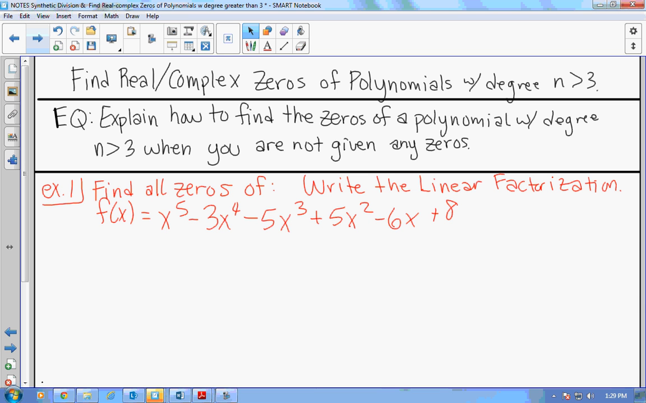Okay, we're going to find the zeros and write what's called a linear factorization. All that means is we're going to write out all the factors, and they're linear because they should be x to the first powers in an equation. Once you have that written down, if you do not have a graphing calculator, please go get one.